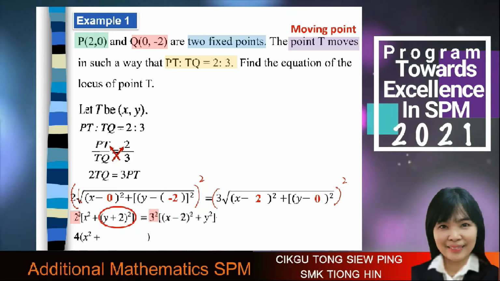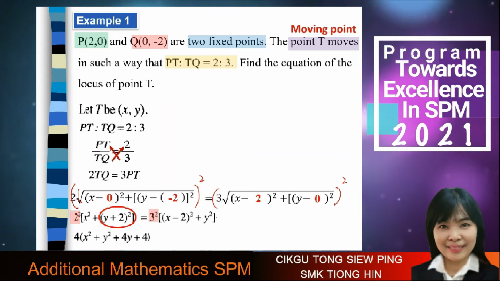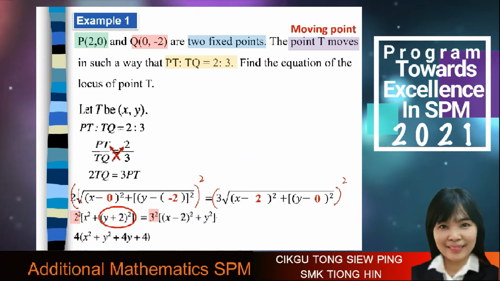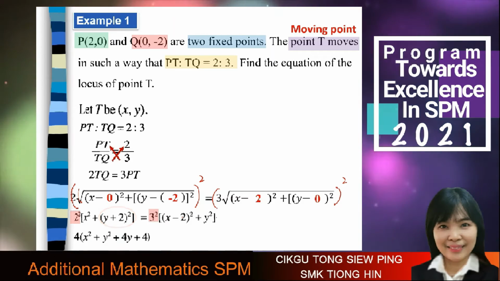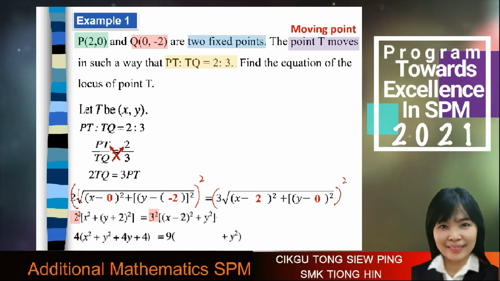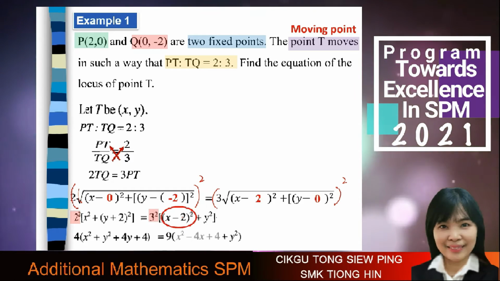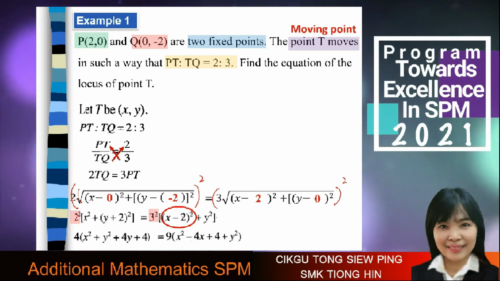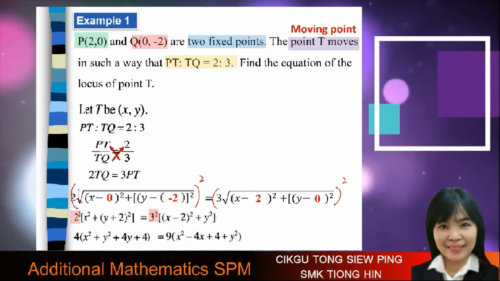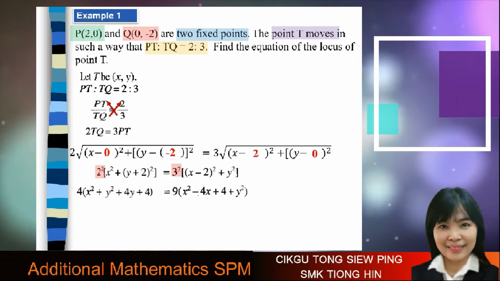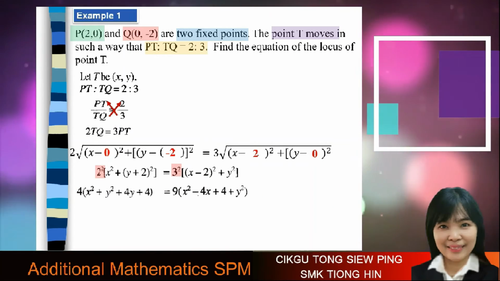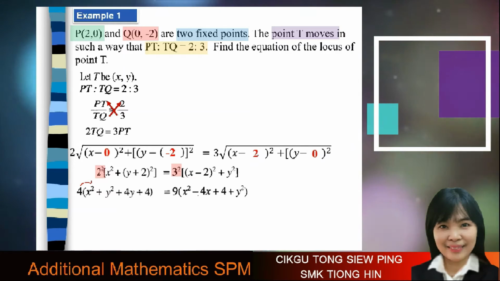And you open out the (y plus 2), you get y squared plus 4y plus 4. For the right hand side, you square number 3, you get 9. So you open out the (x minus 2), you will get x squared minus 4x plus 4. Now, for the left hand side, you multiply 4 with each term here.